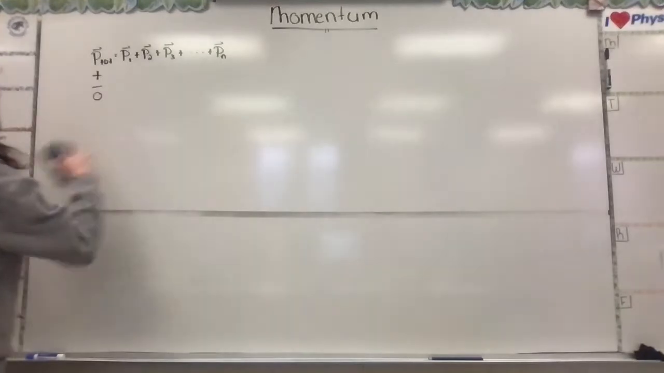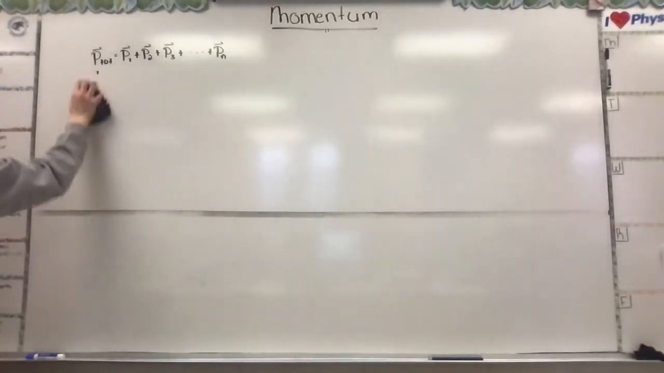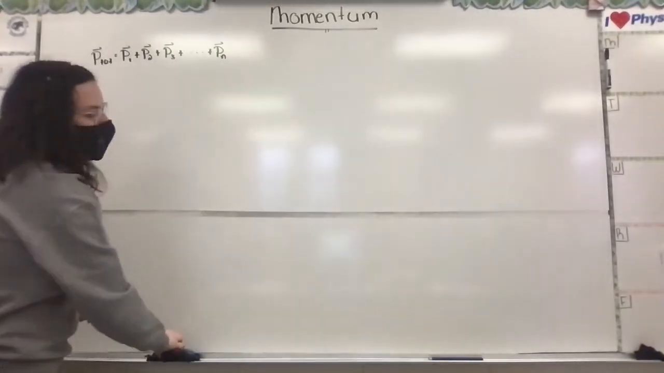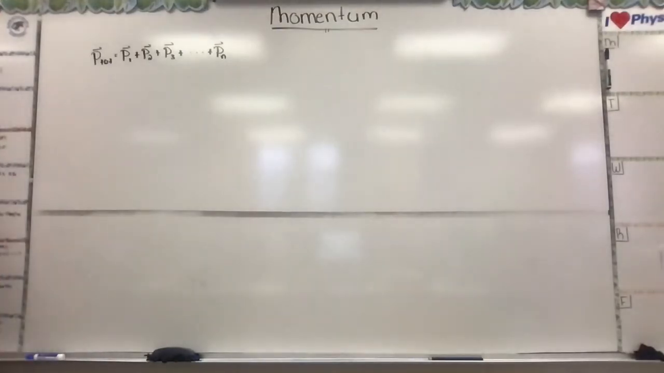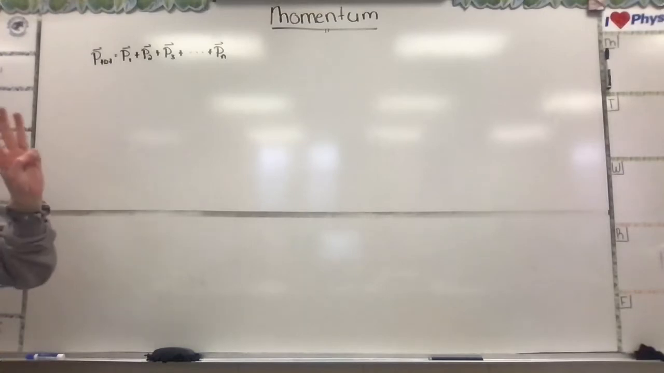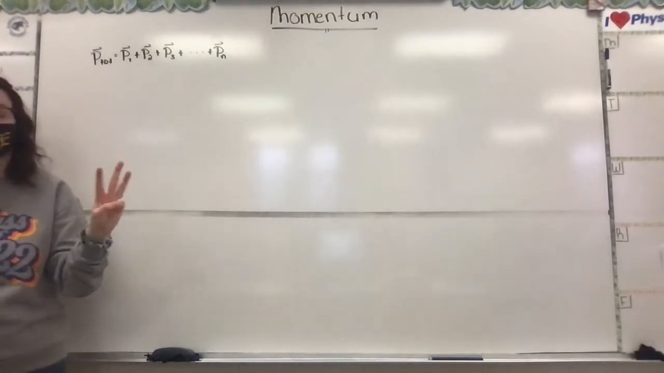So all of those are possible. So if you get 0 or if you get a negative number, it does not mean you necessarily did something wrong, okay? So we are going to talk about a problem where we're going to add together 3 momentums, okay?